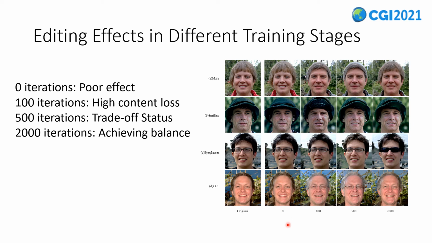At 0 iterations, we can see that there is basically no control effect at the beginning. At 100 iterations, it has some control effect and high content loss. For example, when child age glasses were added. At 500 iterations, the decoder trades off between the classification loss and the content loss. At 2000 iterations, both the classification loss and the content loss are balanced and close to a small value.